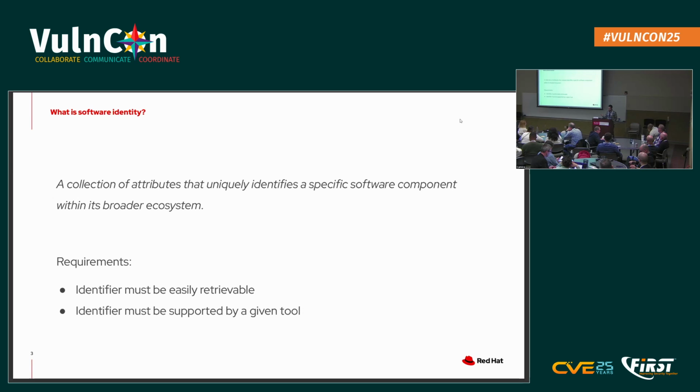So if you have the identity of something, what is the minimal requirement for that identity? So you must be able to easily retrieve it, right? So if you're observing a thing, you should be able to really quickly tell what it is and determine its identity. And then you want to do something with that identity, right? So you must have a set of tools that support understanding that piece of identity.